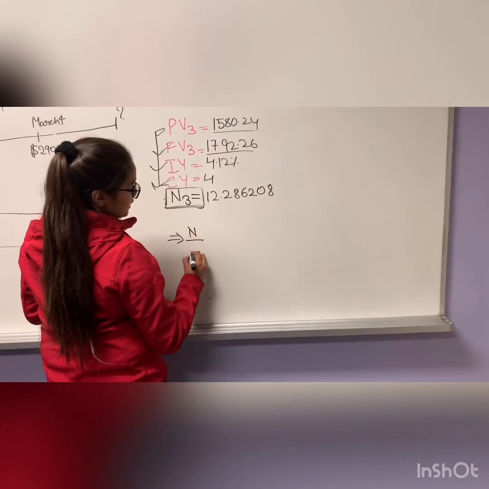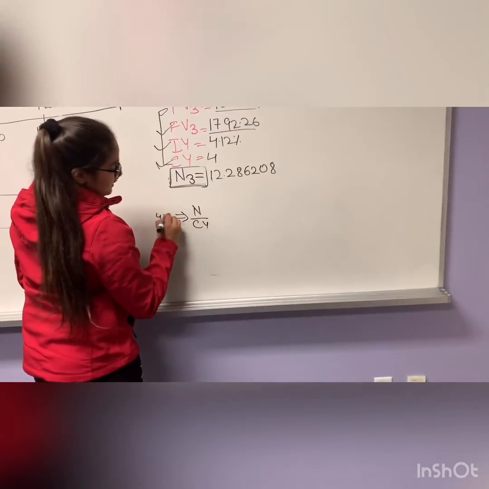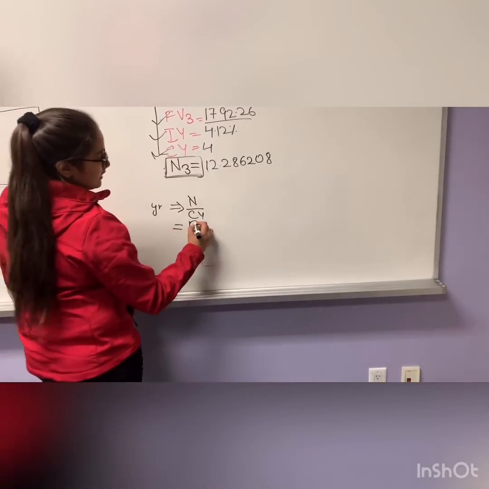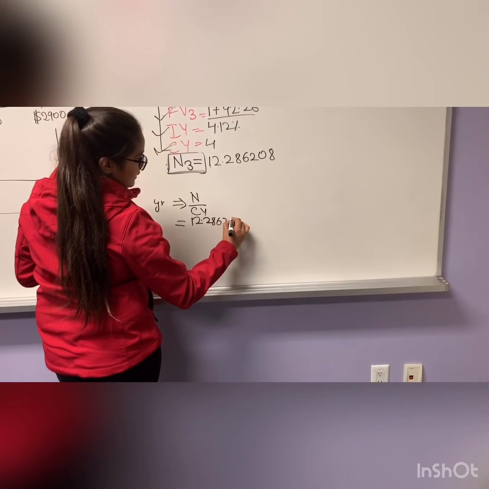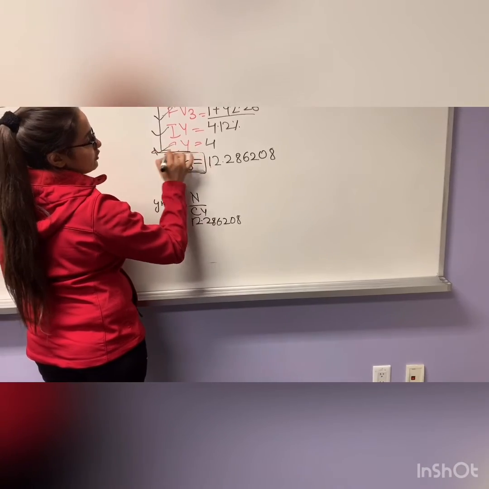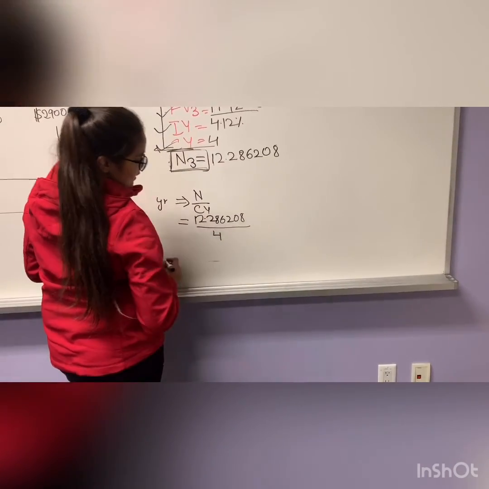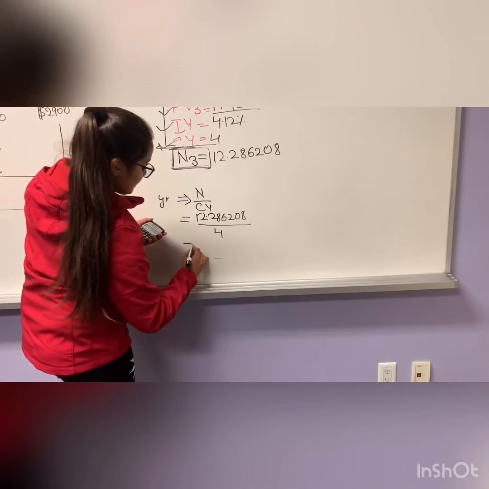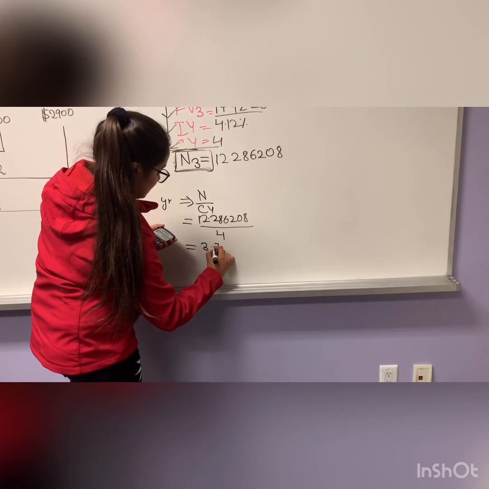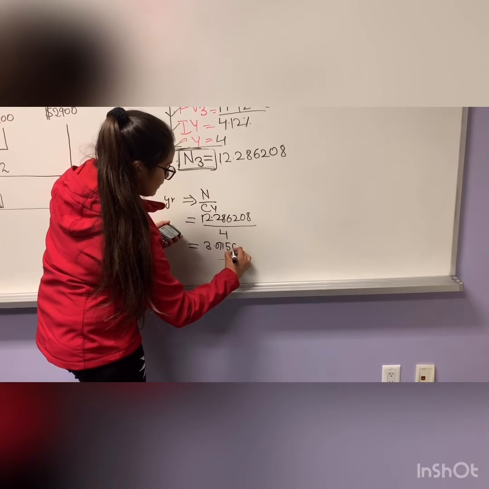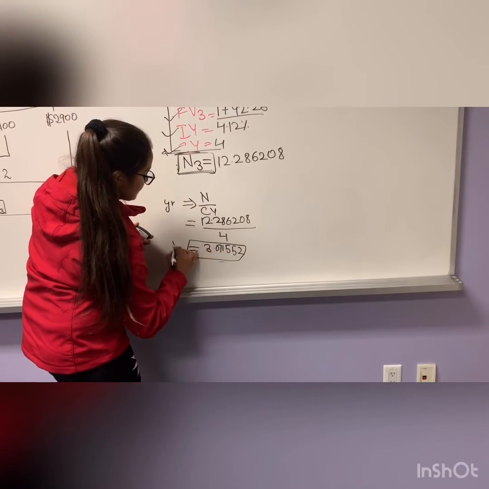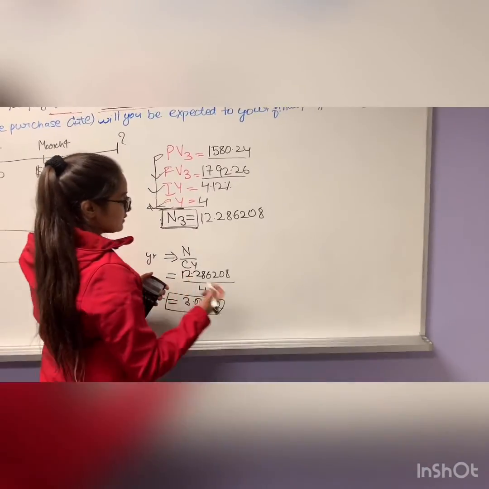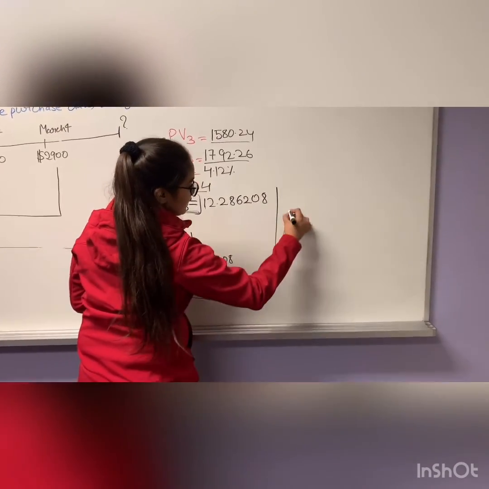There should be N upon CY, that will be in years. So to find our N in years, it is this divided by CY. The CY we have is 4, divided by 4. So now I'm using my calculator again to divide it by 4. So it comes 3.071552, but still it's in years. I need to find it in months, as in the question we have it in months. So I need to multiply the final answer with 12.